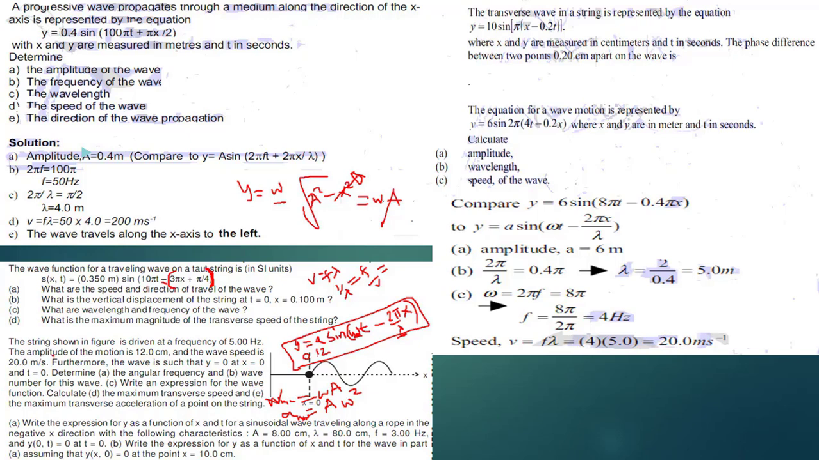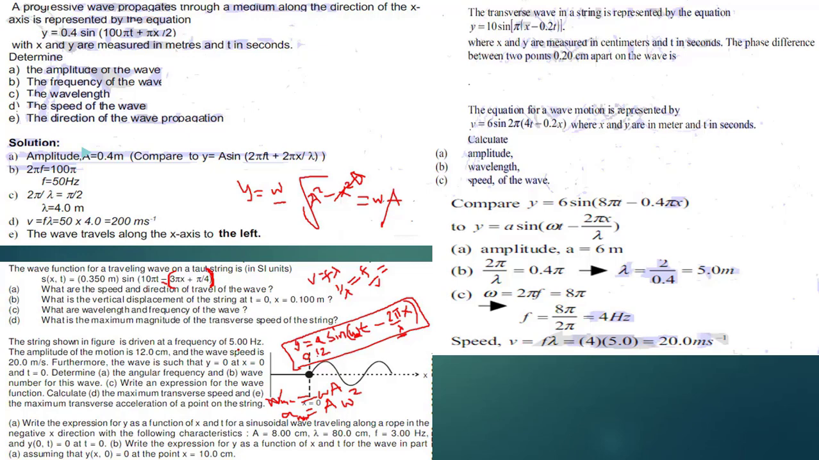So in the next question, you have a string shown in that figure here. It is driven at a frequency of 5 Hz. The amplitude umepewa, the wave speed umepewa. Furthermore, the wave is such a way that y is equal to 0 at x is equal to 0. It means kwenye origin ndio inapoanzia. Determine the angular frequency. Angular frequency is sawa na 2 pi f. It's straightforward. Una value ya frequency umepewa, so you put 2 pi times the frequency umepewa, unapata angular frequency.